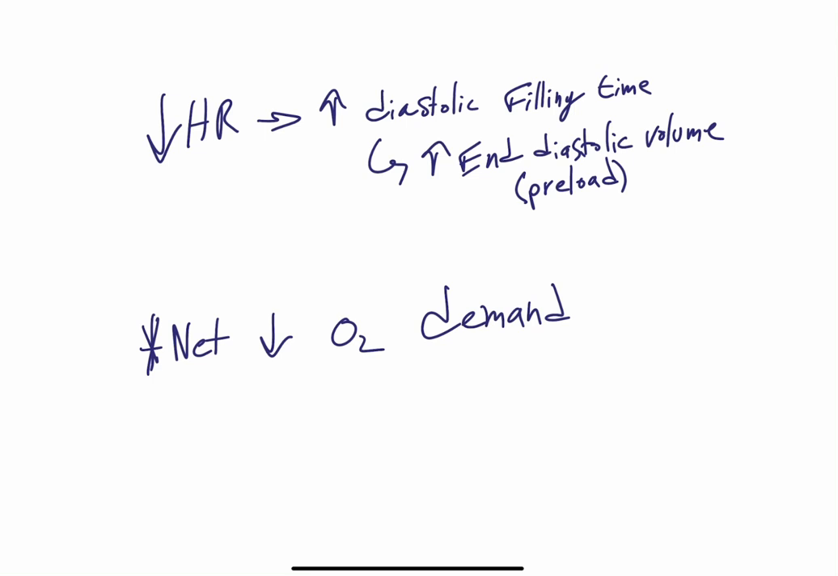Now, understand that slowing the heart rate increases diastolic filling time. The longer the heart spends in diastole, the more blood it fills into the left ventricle. This increases end diastolic volume, aka preload. While this might increase oxygen demand, the overall effect of the beta blocker is a net decrease in oxygen demand. This is due to decreased inotropy and decreased chronotropy. In one aspect, it may increase oxygen demand, but overall, the greater effect is a net negative on oxygen demand.